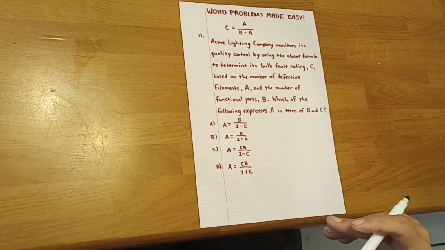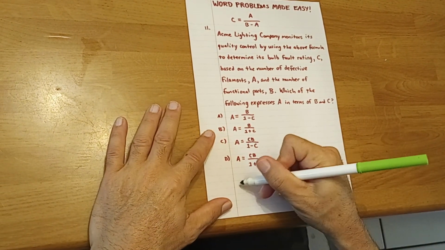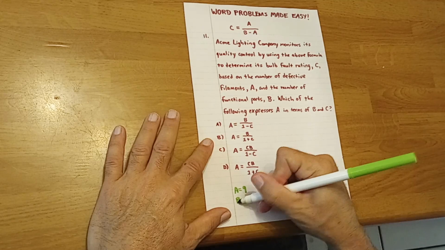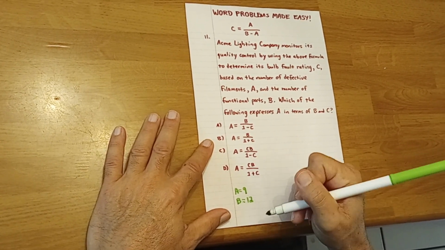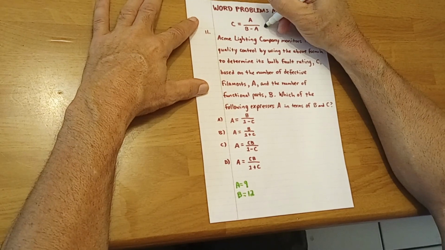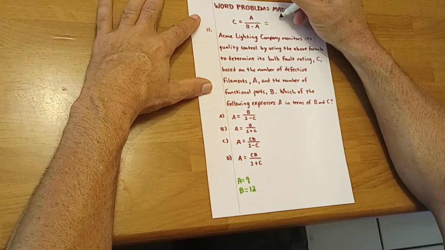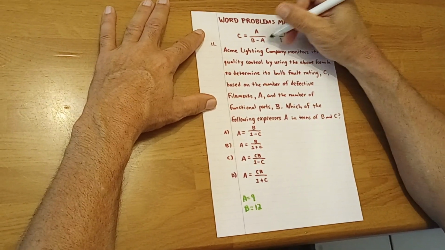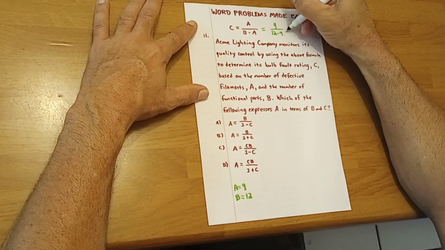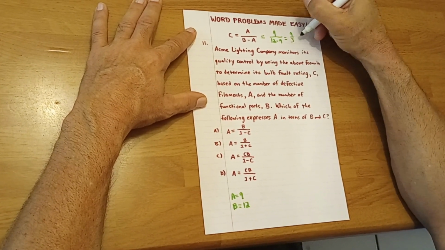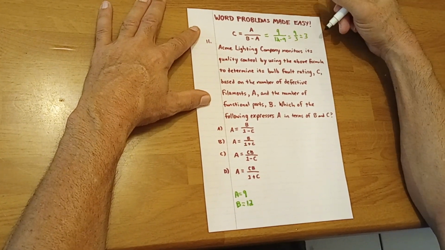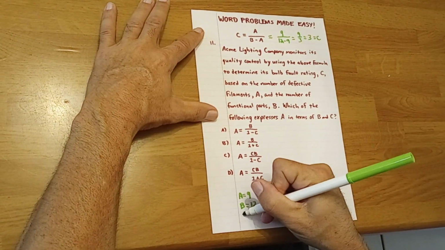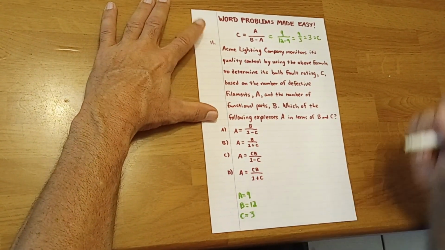Let's look here. What about if we call A 9, A equals 9, and then B equals 12? Here if we plug those values in, A is 9, so we get 9 over, B is 12, 12 minus 9, and here we get 9 over 3 equals 3. So that means that C equals 3, right? So we're going to put 3 down as a value for C.